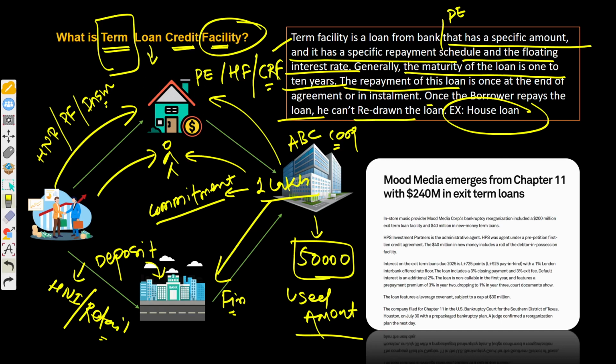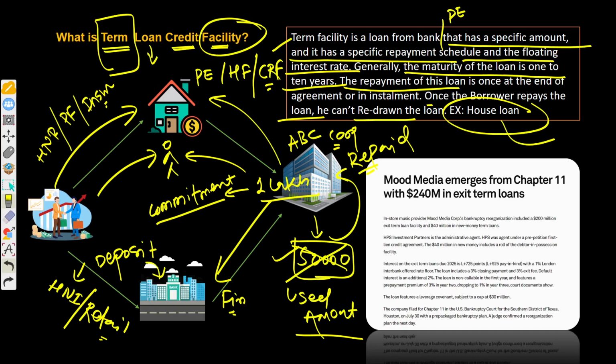In a credit card, what happens? You can make a payment and you can again reuse it. So that becomes your credit card. But in a term loan facility, once you make a payment, you cannot reutilize it. Once you make a repayment of principal, let's say you have utilized this 50,000 and you have repaid it, then you can't utilize it if you need it in future. That's the difference between a credit card and a term loan credit facility. It's like a credit card, but it's not.